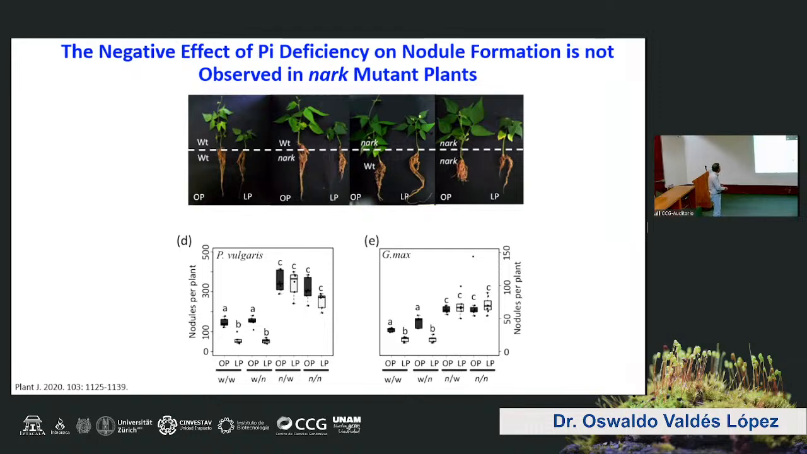Here you can see that when the NARC receptor is mutated, particularly in the upper part of the plant, the plant will keep forming about the same number of nodules independently of the phosphate status of the plant. So we did this experiment for Phaseolus vulgaris and also for soybean, and we observed basically the same behavior.